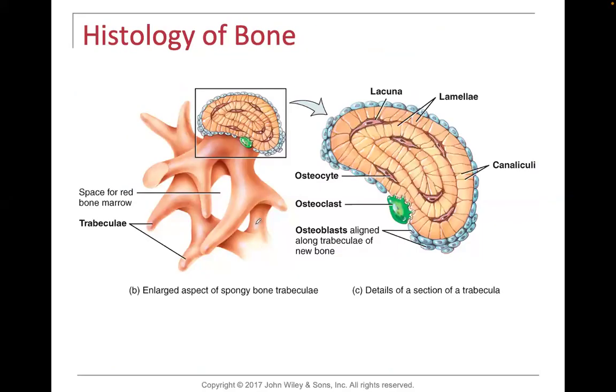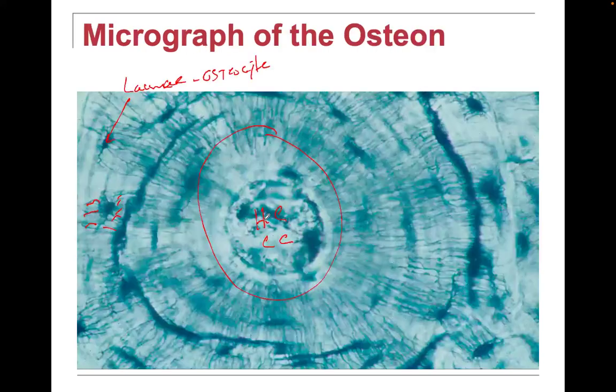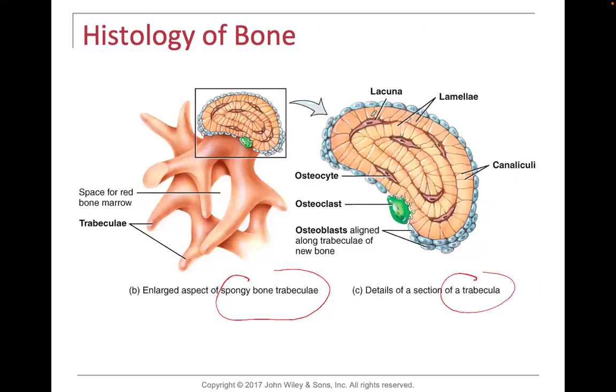If we compare spongy bone with the trabecula, you'll notice that it looks a little bit different than here. Notice these have the central canal with all these concentric rings around it. This has the lamellae, but notice there is no central or haversian canal in spongy bone.